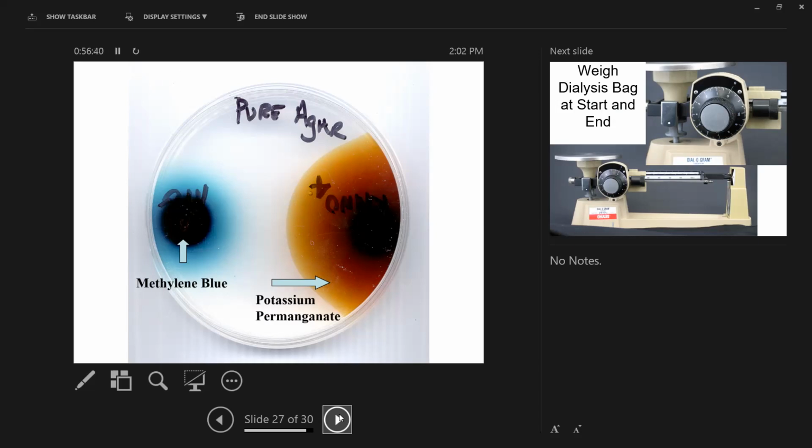It's a gel, but the random movement of the molecules in the gel are pushing the potassium permanganate across the matrix here, across the gel itself, until it's almost halfway across. The methylene blue hasn't moved as fast. Methylene blue is a larger molecule than potassium permanganate. It has more molecular weight. And so since it's heavier, it moves slower through the gel.